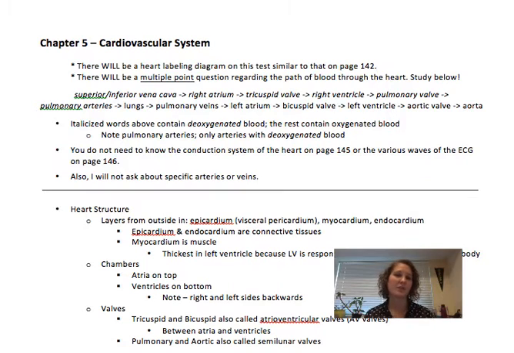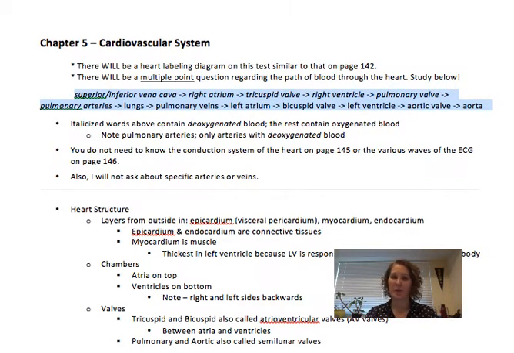Also, there is going to be a multiple point question, so many points, not multiple choice, related to the path of blood through the heart. And I've outlined it below. You can see here. You have the superior and inferior vena cava where blood is coming into the heart, and then it's going to enter the right atrium, move through the tricuspid valve to the right ventricle.